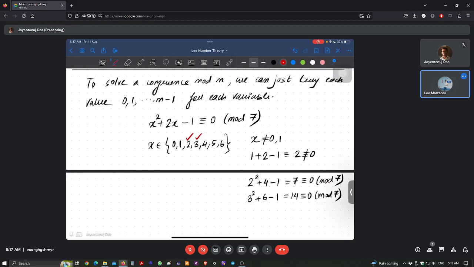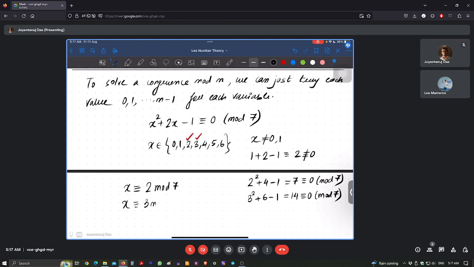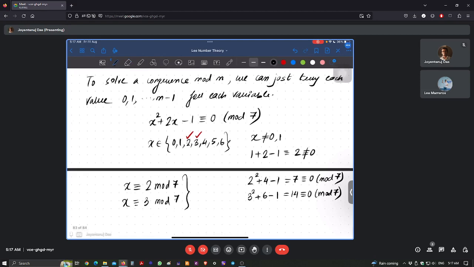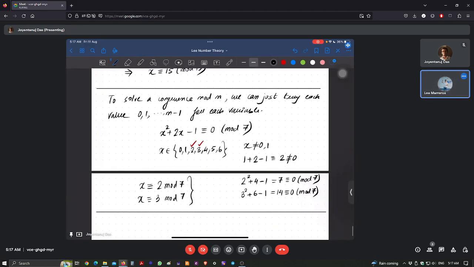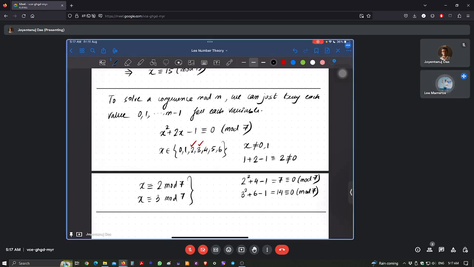6: 36 plus 12 is 48, minus 1 is 47, doesn't work either. So the only solutions are x congruent to 2 mod 7 and x congruent to 3 mod 7. So these are the only solutions, right? There are two solutions: 2 mod 7 and 3 mod 7.